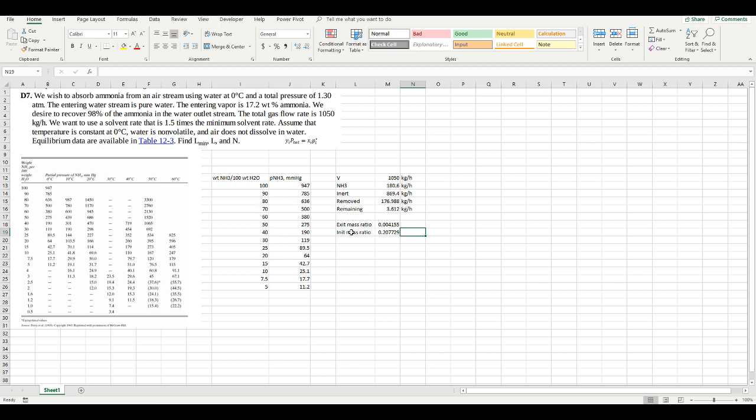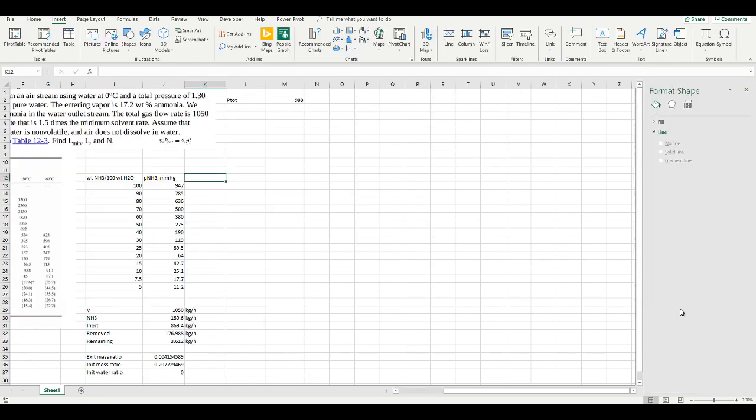And let's look at the water ratio. We know that the water, when entering, is pure, which means that the initial water ratio is equal to 0. We don't know the exiting water ratio, and we can't know that because we don't know the flow rate.